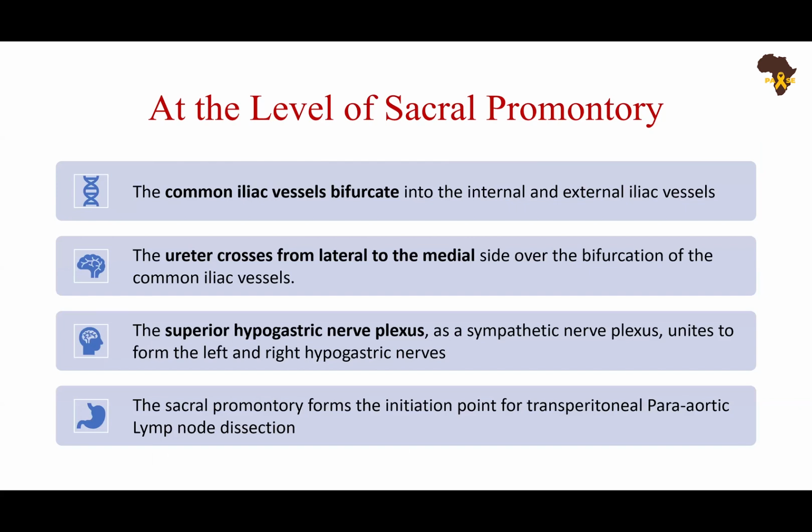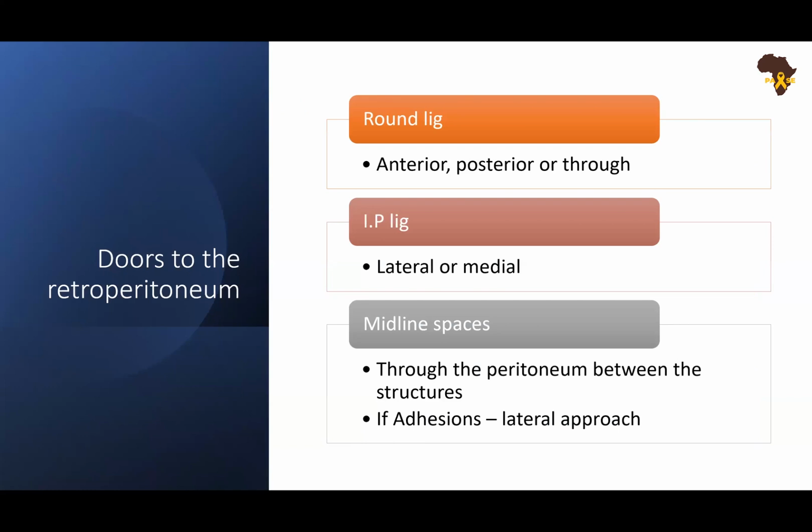At this level, the important things of note are the common iliac vessels now bifurcate into the internal and external. The ureter is crossing over from the lateral to the medial side into the pelvis. Over the bifurcation of the vessels, we saw them at different levels on the left and the right. We have the superior hypogastric nerve plexus, which is a sympathetic nerve plexus, which then unites and forms the left and right inferior hypogastric nerves that go down the side wall of the pelvis, medial to the ureter, as we had discussed. And the sacral promontory forms the initiation point in case we have to go para-aortic.